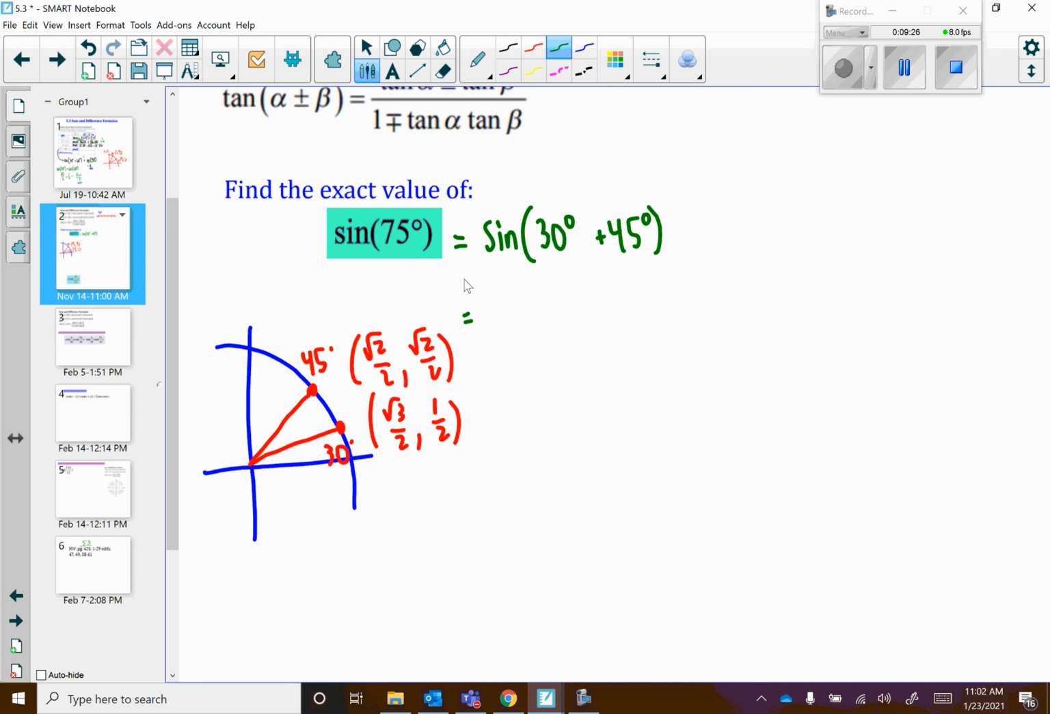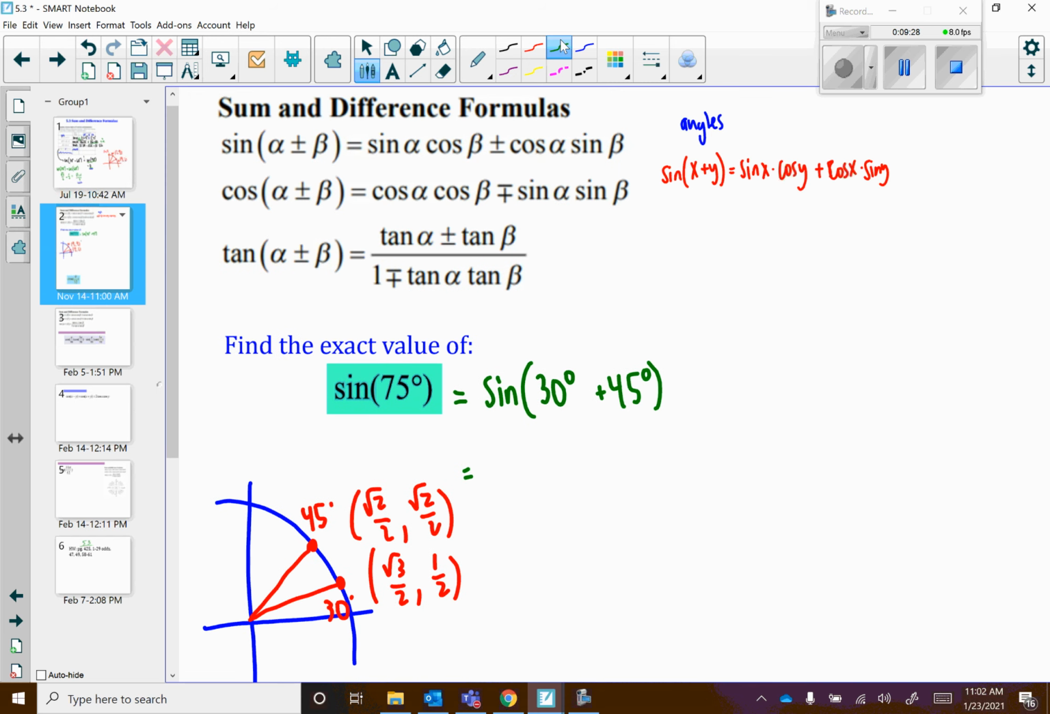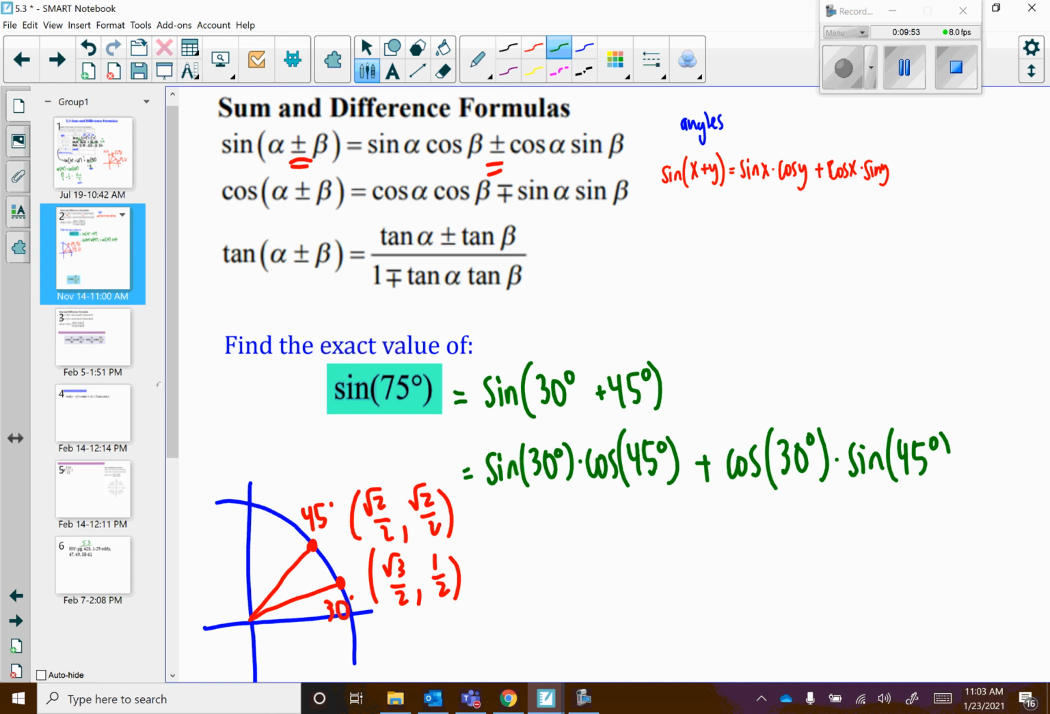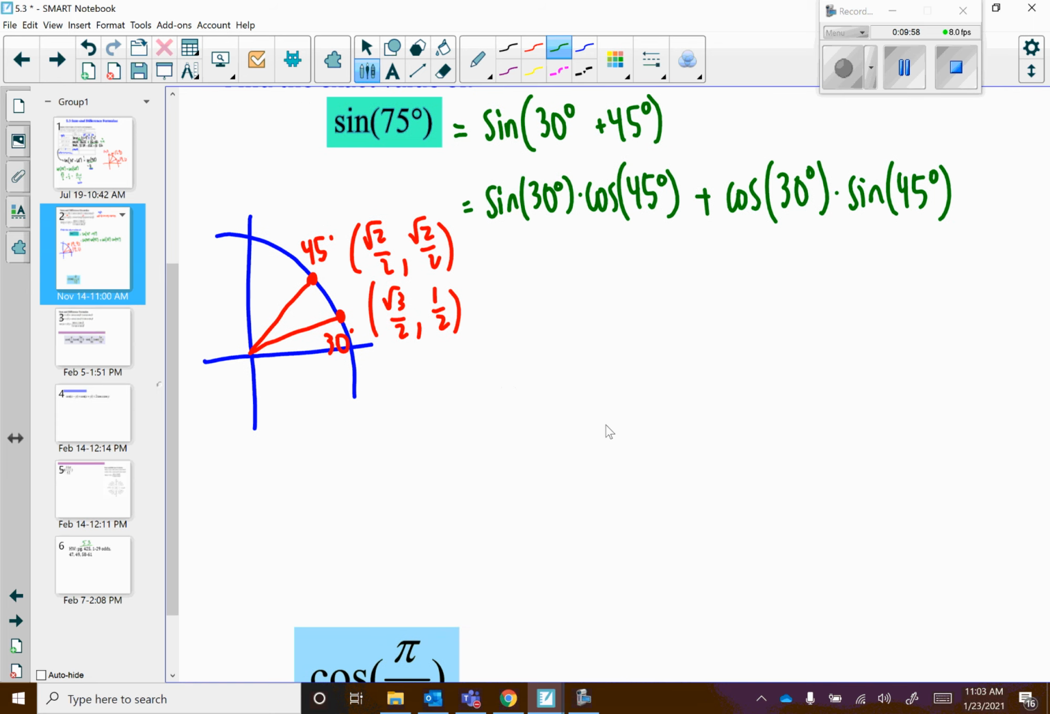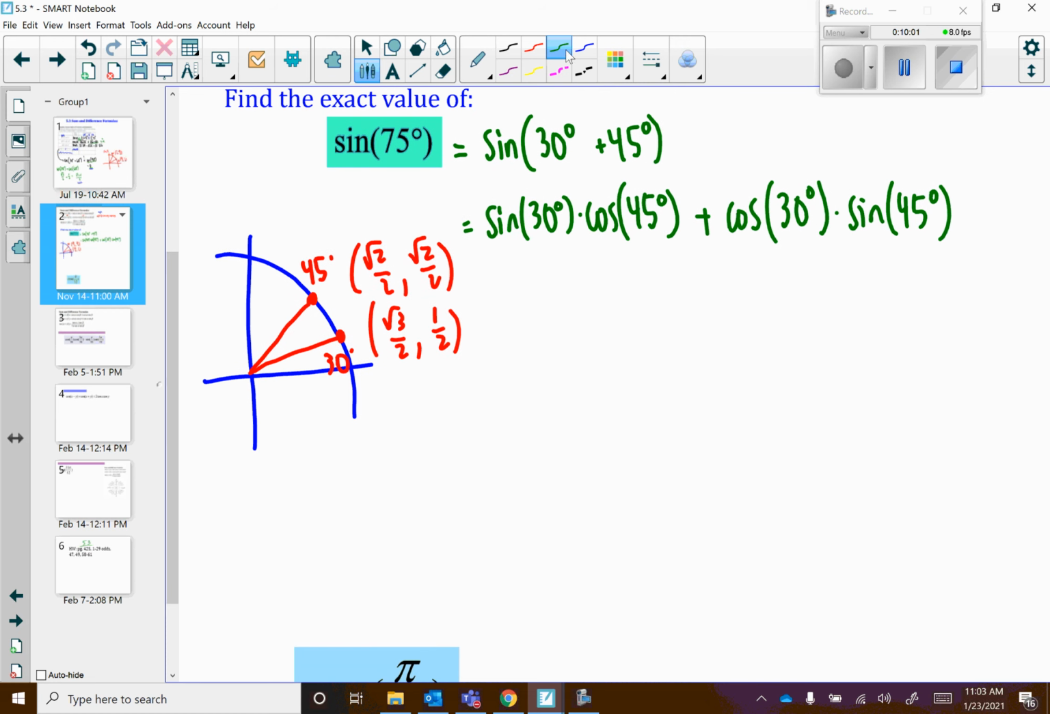So if I go back up for a moment, sine of alpha plus beta is equal to sine of alpha times cosine of beta plus, because notice these are the same direction, plus cosine of alpha times sine of beta. So I'm really just using the formula, plugging in the values. And now I use my unit circle.